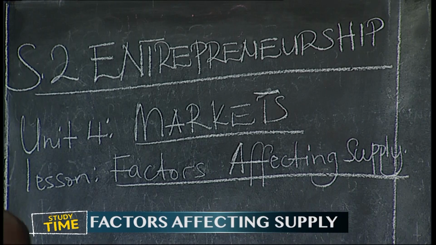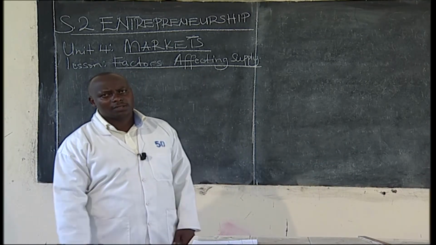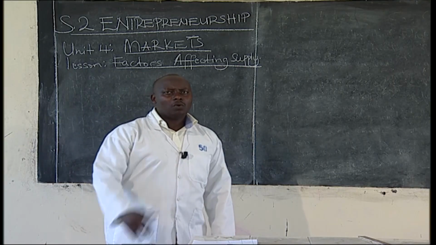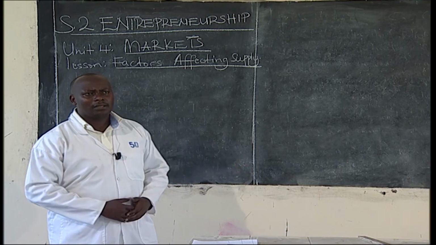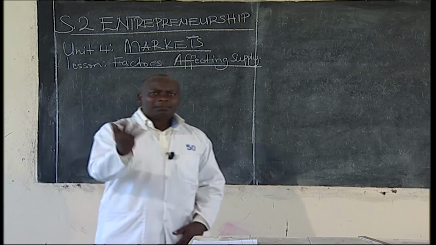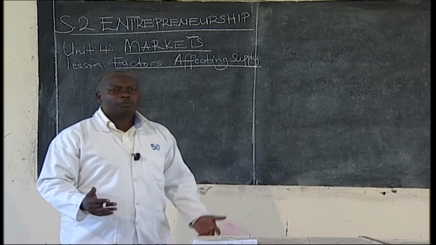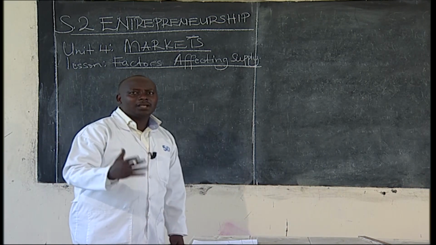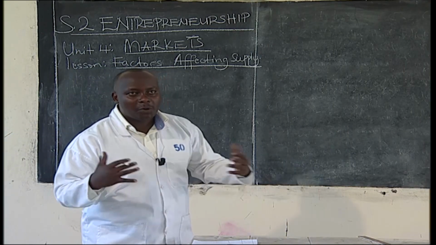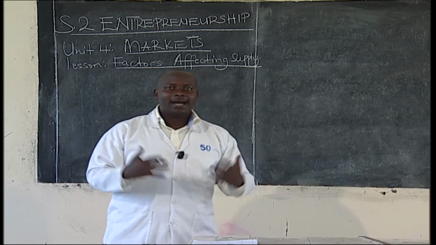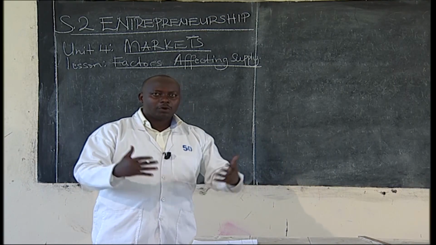Students of senior 2, do you remember what we looked at in the previous lesson about supply? Who can define supply? What is meant by supply? Thank you. Supply refers to the amount of a commodity that producers are willing and able to bring at the market at a given price in a given period of time. That is how we defined supply. Because if producers produce products, they have to bring them to the market to sell them and get a profit. They are supplying goods. That is what we call supply.